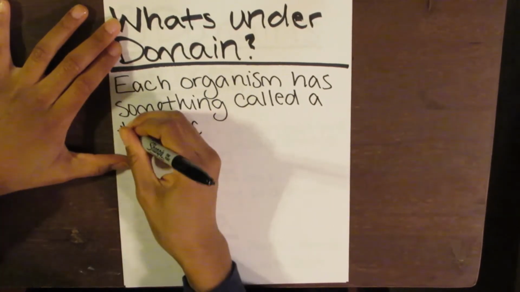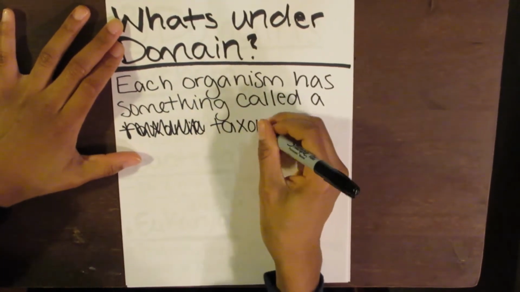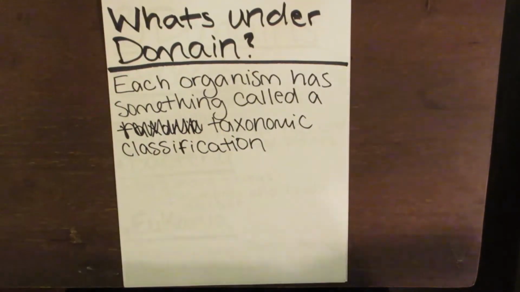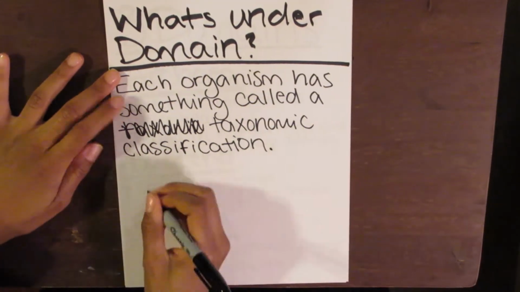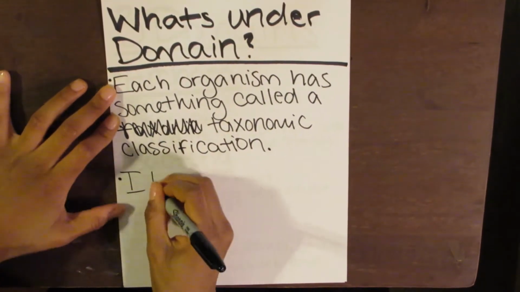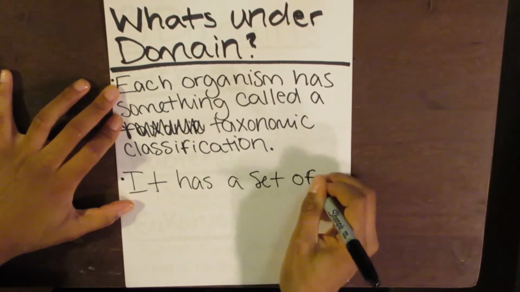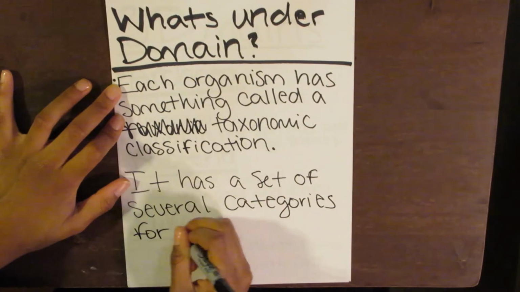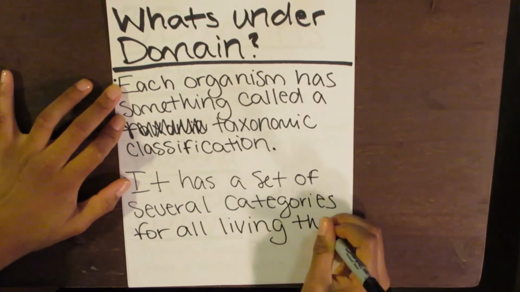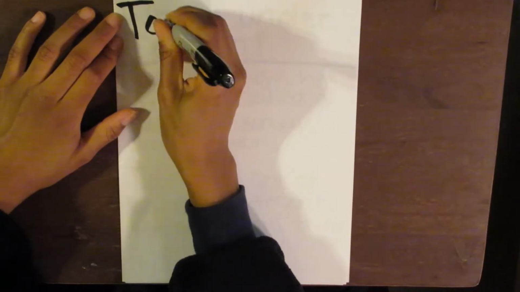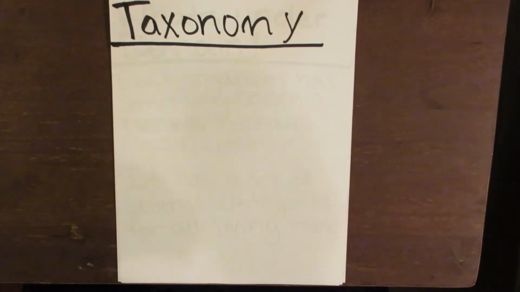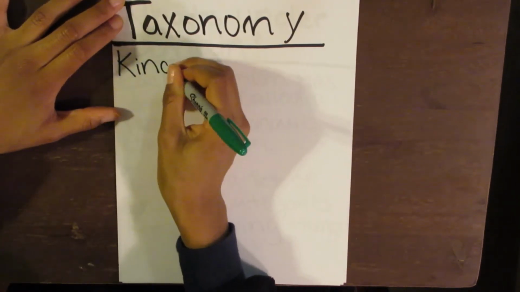And this is basically just so we know how to categorize things and we can look at the similarities between organisms, because their taxonomies are either really different or really close together. So it has a set of several categories for all living things. There's a bunch of categories and we're going to look at them, and I'm going to give you guys a little easy way to remember all of those categories that my teacher actually taught me when I was in the 11th grade. So taxonomy, these are all of the parts of an organism's taxonomy that we're going to be looking at. The first one we have is kingdom.